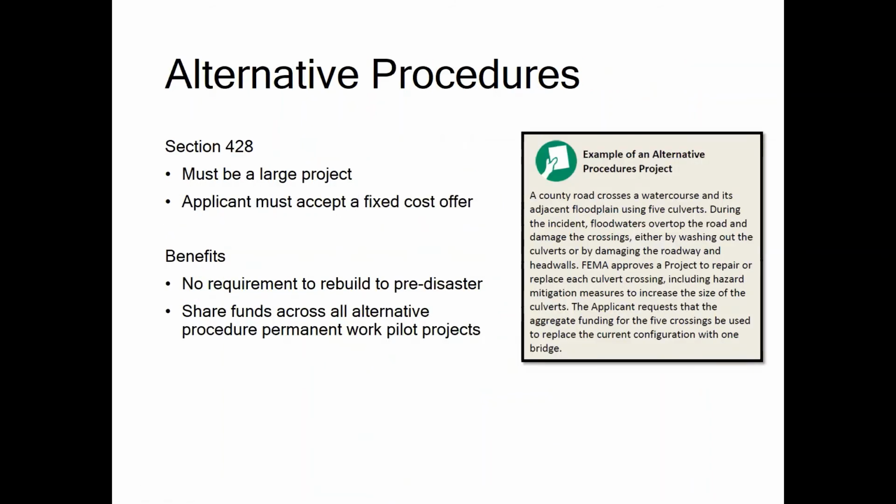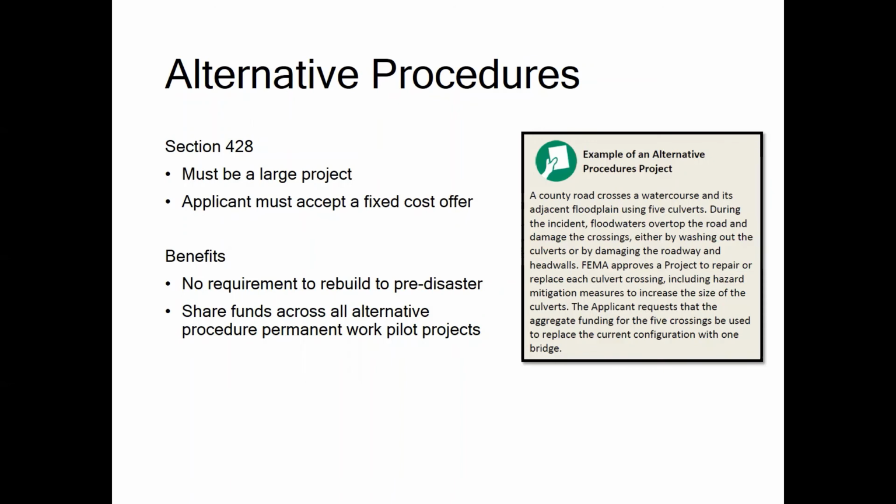Alternative procedures for permanent work under Section 428 of the Stafford Act is designed to achieve better recovery outcomes and simplify the delivery of assistance. Applicants have the opportunity to choose this method, but it is not required. FEMA caps federal funding based on the aggregate federal share of the approved estimated cost to restore the damaged facilities to pre-disaster design and function in accordance with eligible codes and standards, and for cost-effective PA mitigation measures associated with the actual restoration scope of work that the applicant will perform.